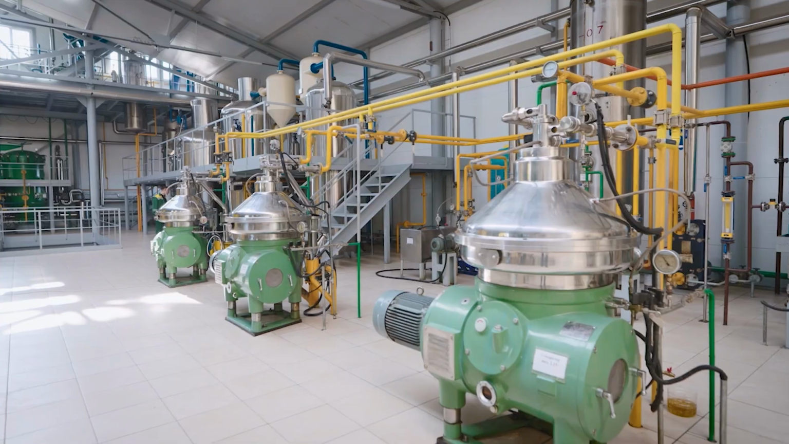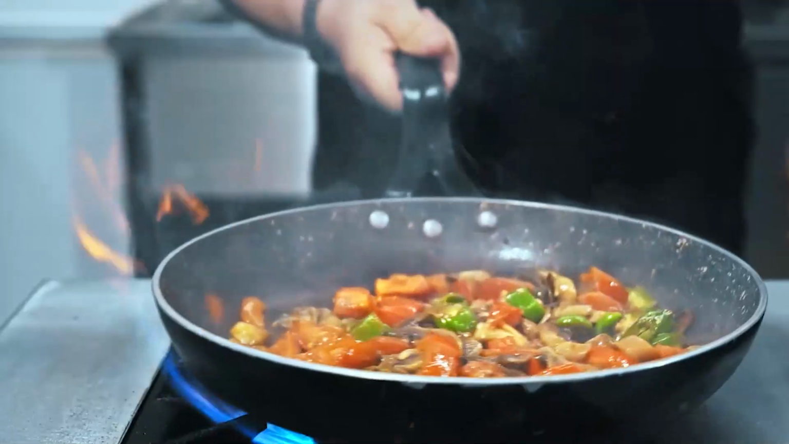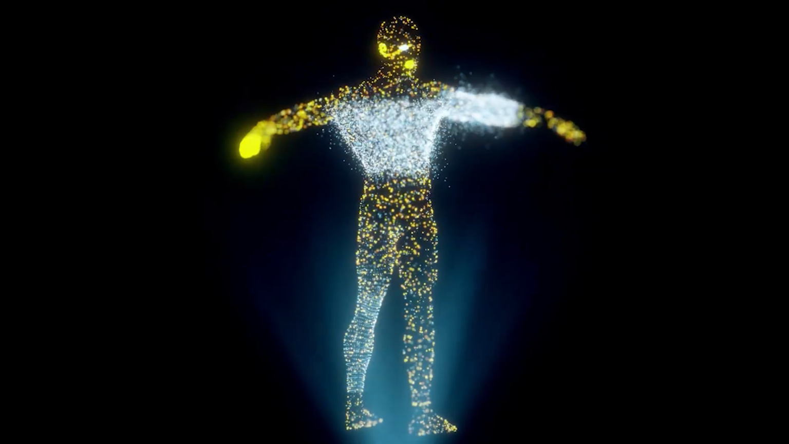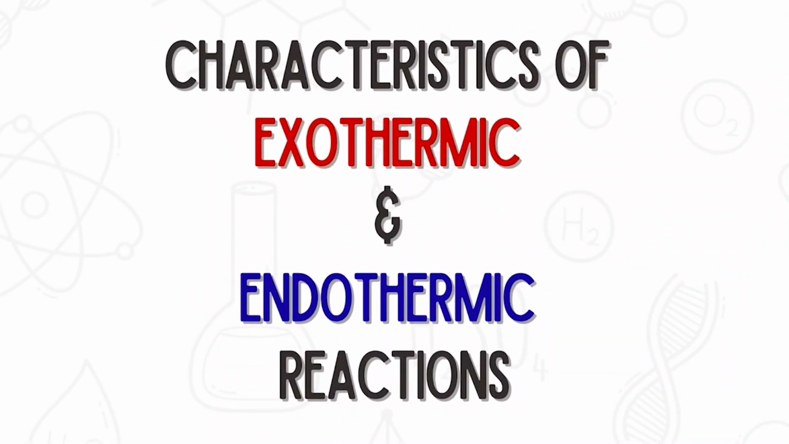Knowing what happens with heat during reactions helps us design safer processes, save energy, cook food, and even understand how our bodies work. Let's look at the characteristics of exothermic and endothermic reactions.